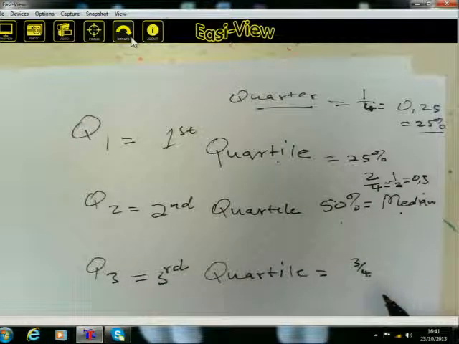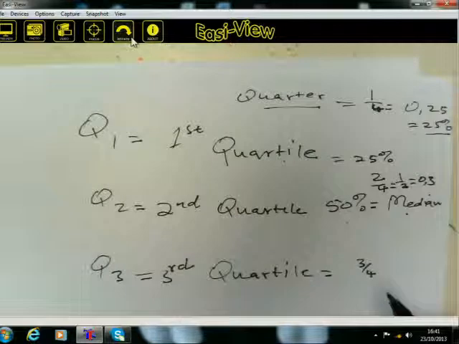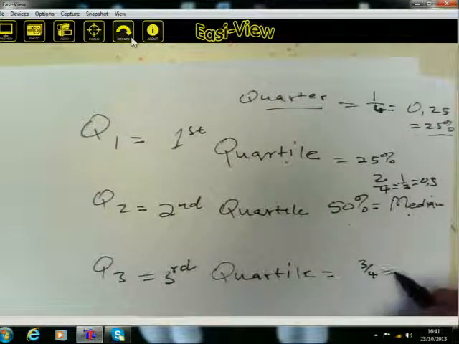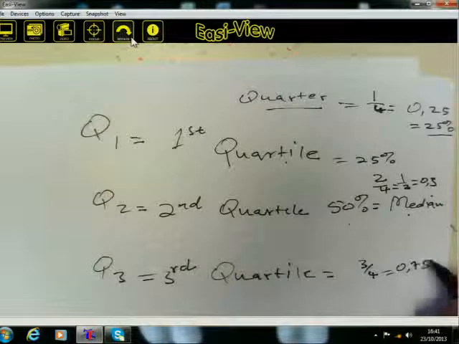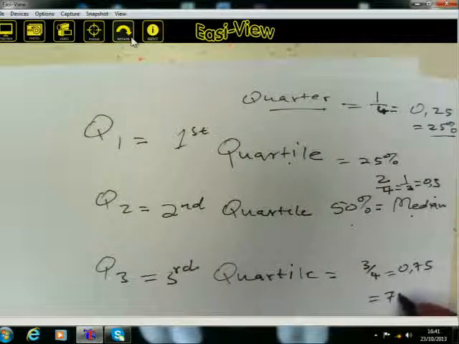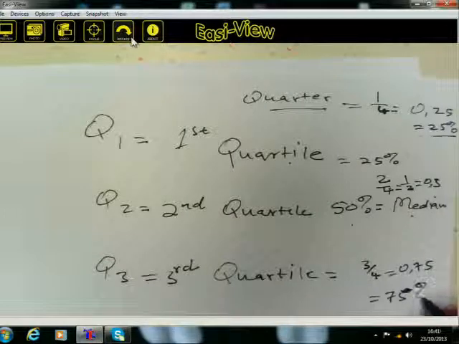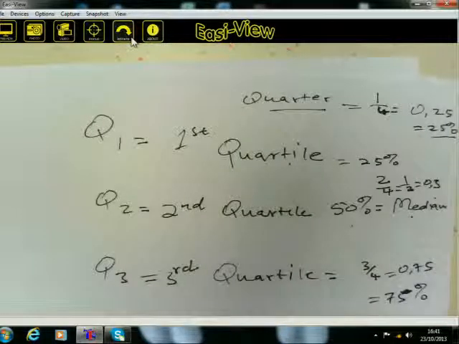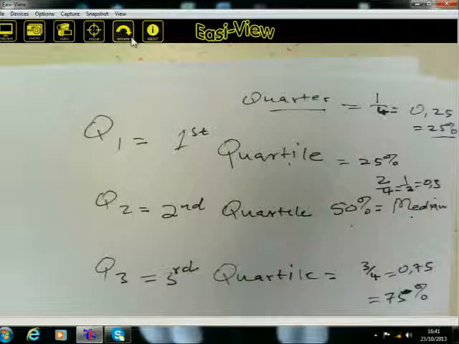The third quartile, the third one, that's 3/4, which is 0.75. That is 75%. That means it's 75% of the data which is given. Do you get the point now?